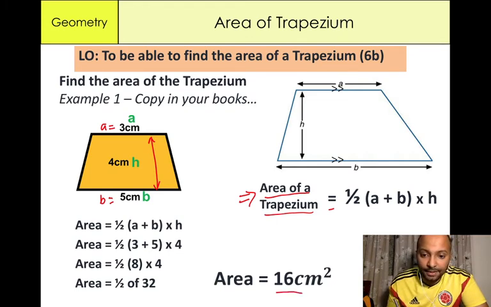Okay, and don't forget units. Whenever you work out the area, it needs to be centimeters squared. Okay, so that's how we work out the area of a trapezium.